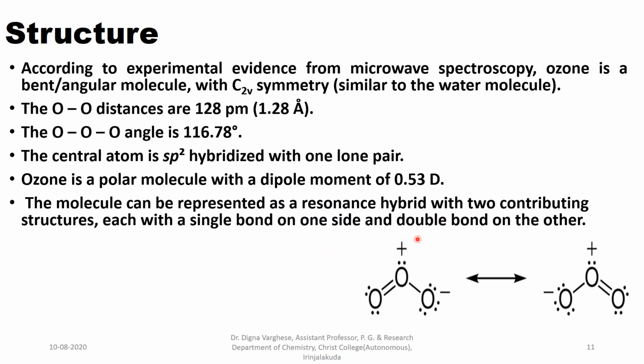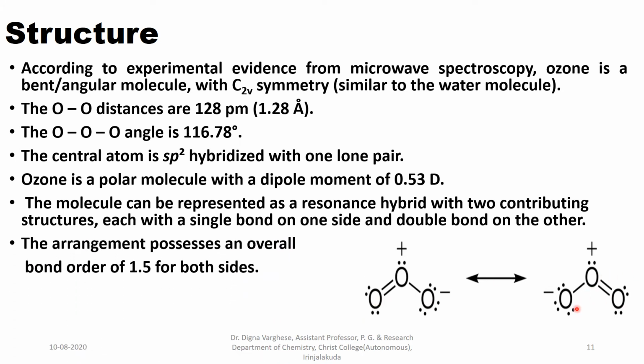The molecule can be represented as a resonance hybrid of the two contributing structures, each with a single bond on one side and a double bond on the other side. The arrangement possesses an overall bond order of 1.5 for both sides. So the structure of ozone is a bent or angular molecule.